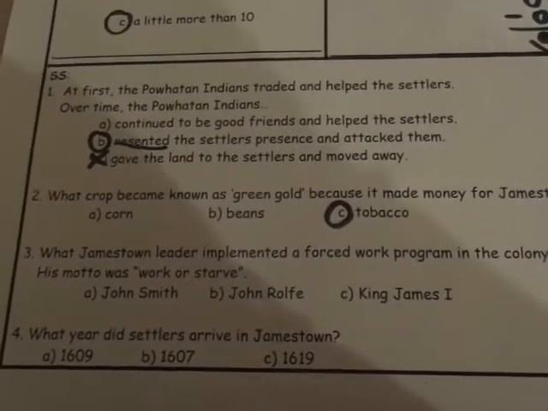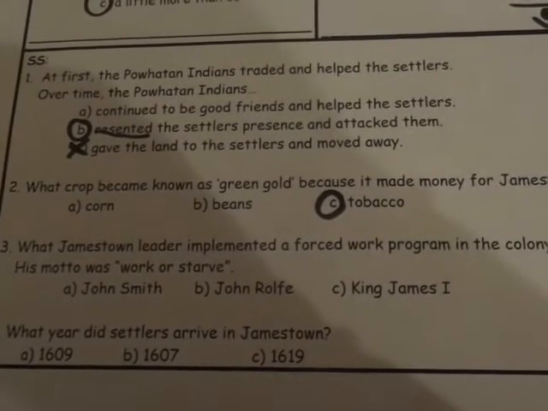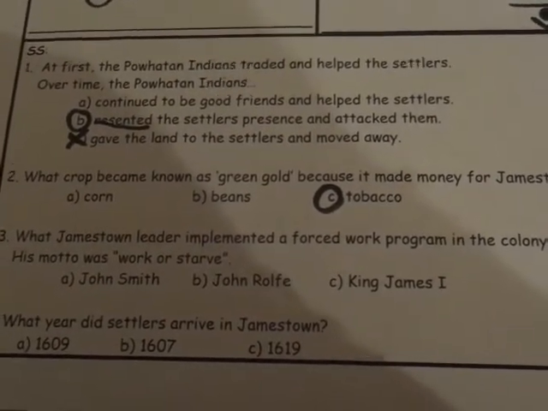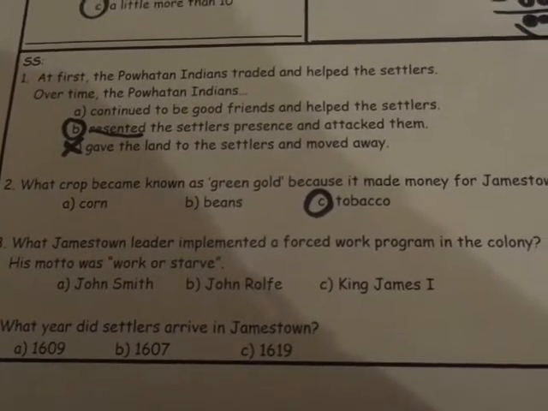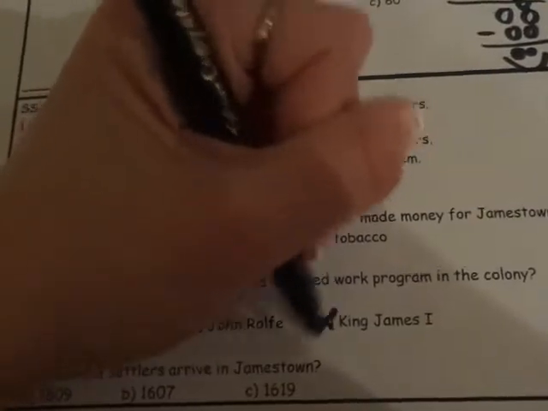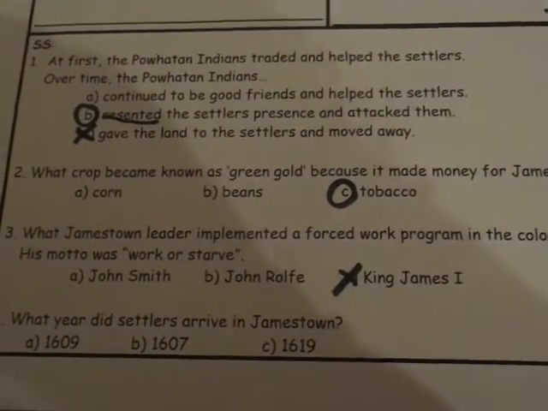Number 3, what Jamestown leader implemented a forced work program in the colony? His motto was, work or starve. Was that A, John Smith, B, John Rolfe, C, King James I? Well, let's think. Who was a strong leader who was actually in the New World? We can eliminate King James. He wasn't even there in Jamestown. It was named after him, but he wasn't there.